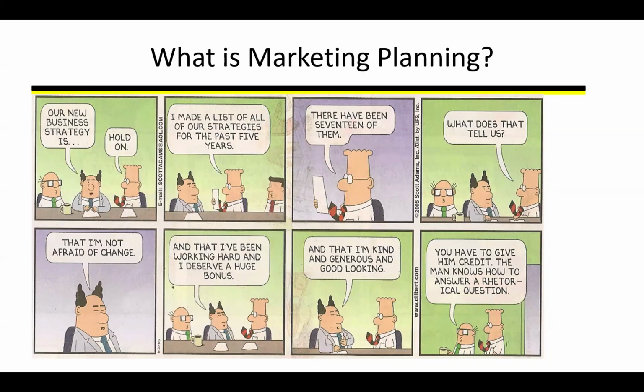Then another person steps in: hold on, I made a list of all of our strategies for the past 5 years. So for the past 5 years, there are a lot of strategies. He has made a list. There have been 17 of them. So there are 17 strategies they have already discussed, listed down or implemented during the last 5 years.